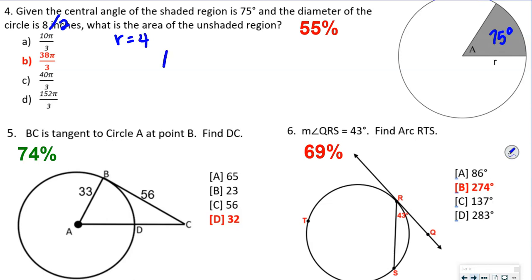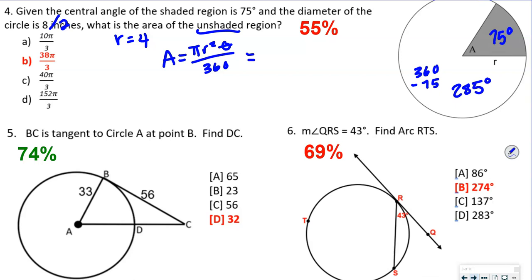So this formula is for the area of a sector is pi r squared theta divided by 360. And it says we're looking for the unshaded area. So to find it, we're going to do out here 360 minus the 75. And when we do that, we get 285. So this area out here is 285 degrees. So when we plug this stuff into the formula, we are going to leave pi in our answer this time. So this is going to be 8 squared times theta, which is 285. We're going to divide all that by 360, and we're leaving pi in our problem. So that's how we got 38 pi over 3.